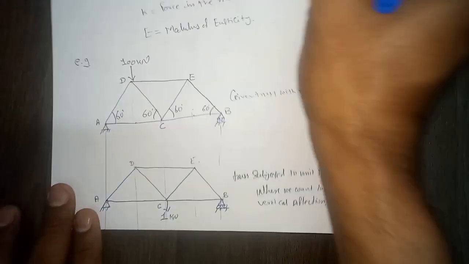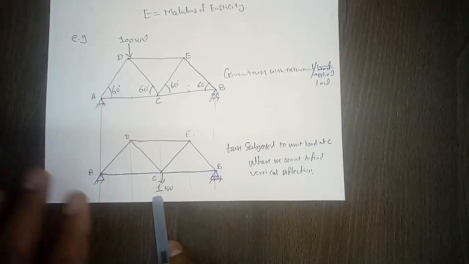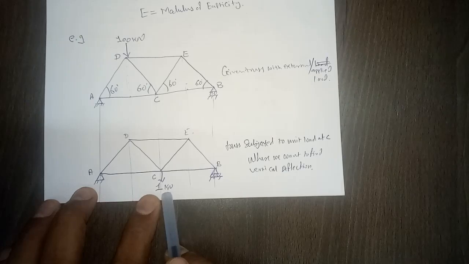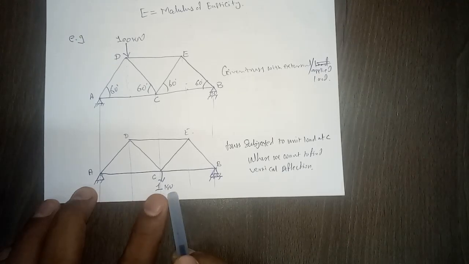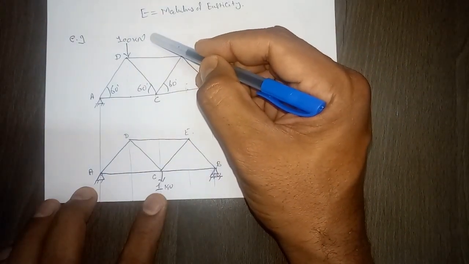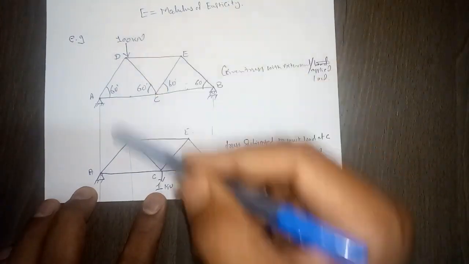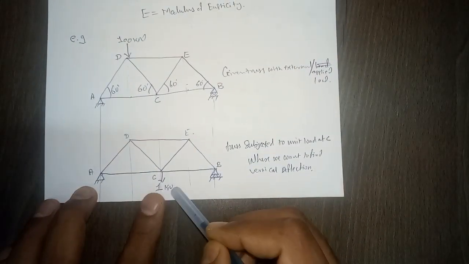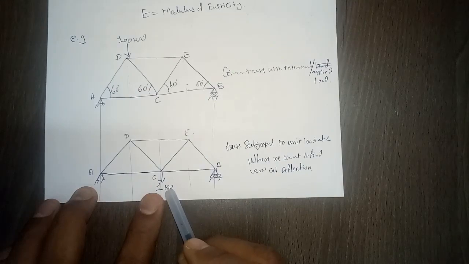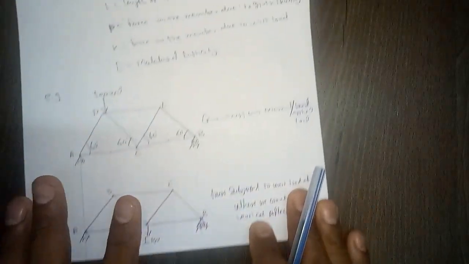unit load at point C. Again, the unit of this unit load is kilonewton. Why? Because in the actual problem the unit is kilonewton. If it were in Newton, you would apply a 1 Newton force, but since here it is in kilonewton, you also apply it in kilonewton, right?